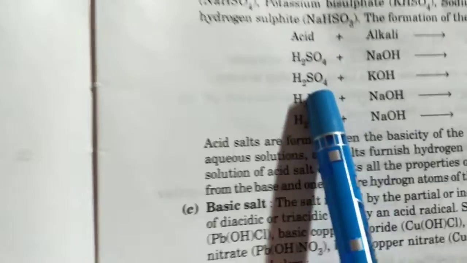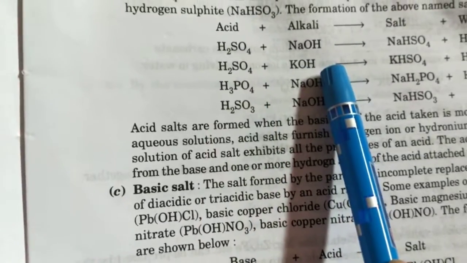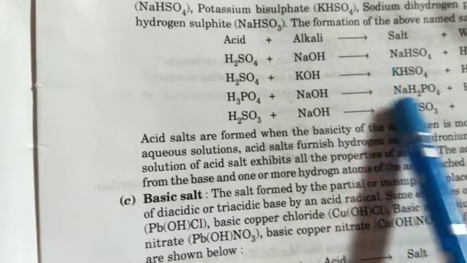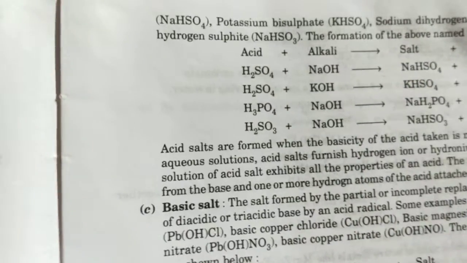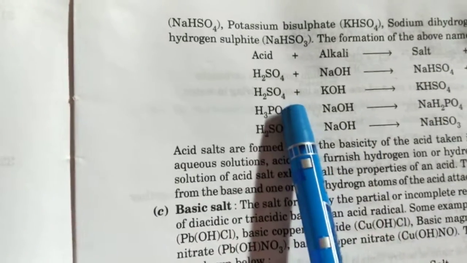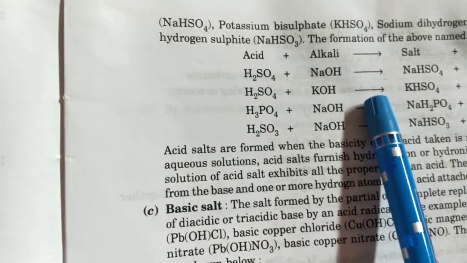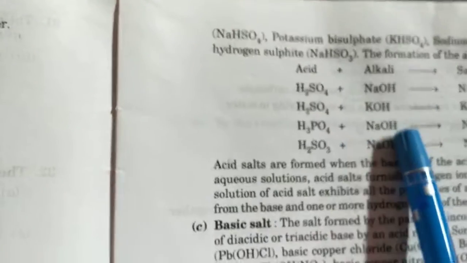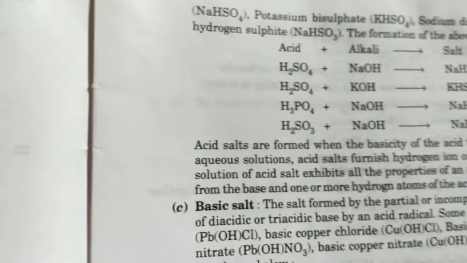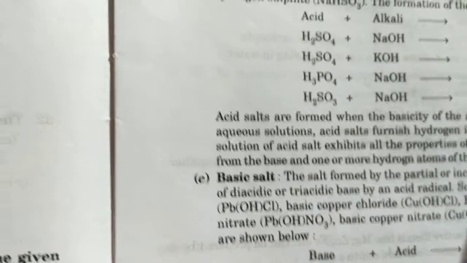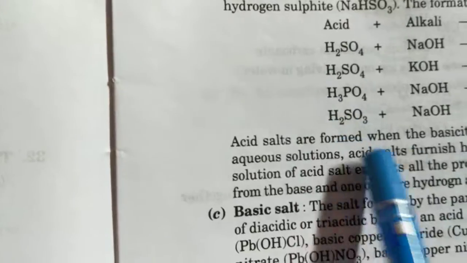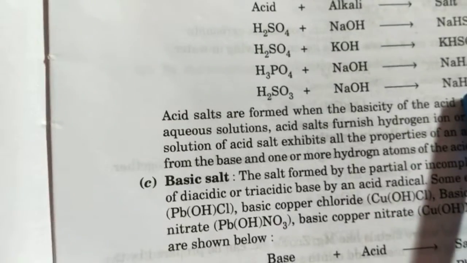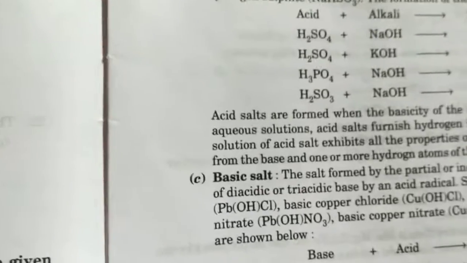For example, when sulfuric acid reacts with alkali, that is sodium hydroxide, then sodium bisulfate and water form. Next example, sulfuric acid reacts with potassium hydroxide and potassium bisulfate and water form. That's the example of different types of acidic salt. When phosphoric acid reacts with sodium hydroxide, then sodium biphosphate and water form.